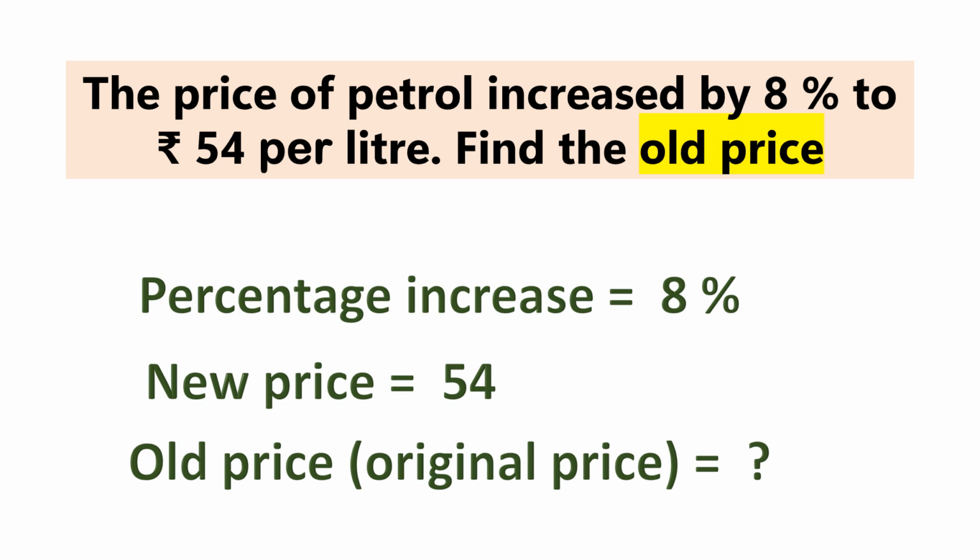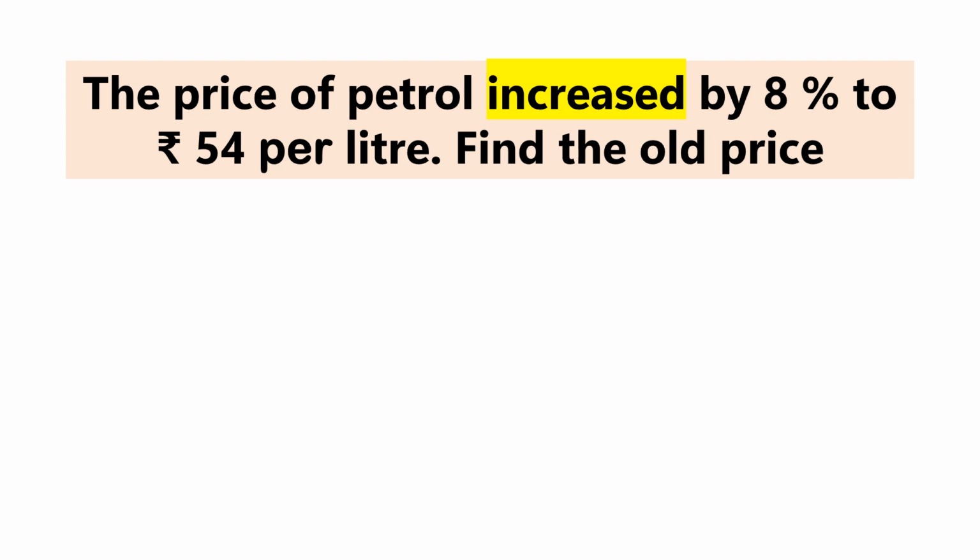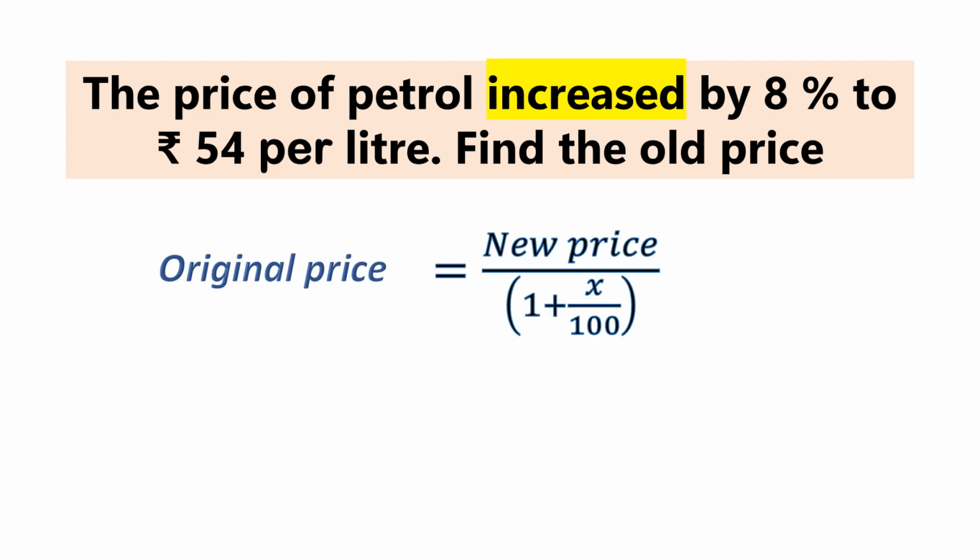So which formula will we be using? So we will use original price equal to new price by 1 plus x by 100, since we are asked to find out the original price. So here our new price is 54, x is 8 because it's said increased by 8%. So 54 by 1 plus 8 by 100. Let's do 1 plus 8 by 100 first. So it becomes 108 by 100.